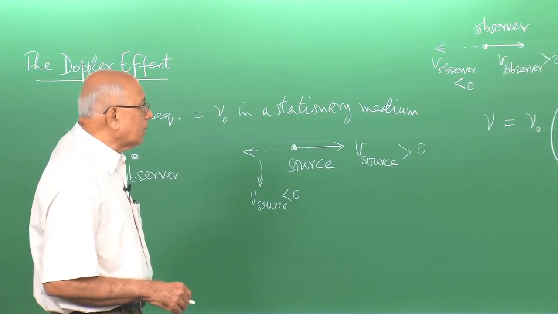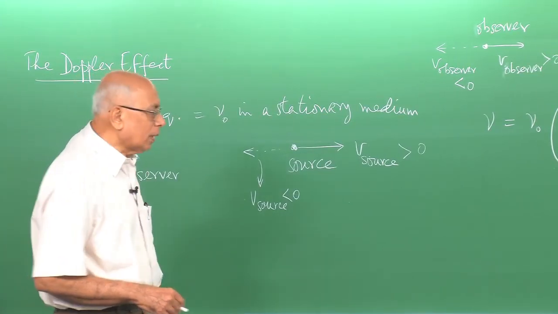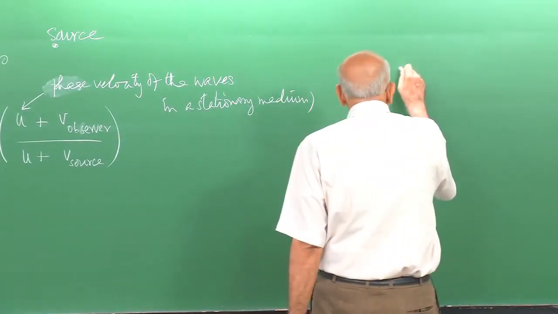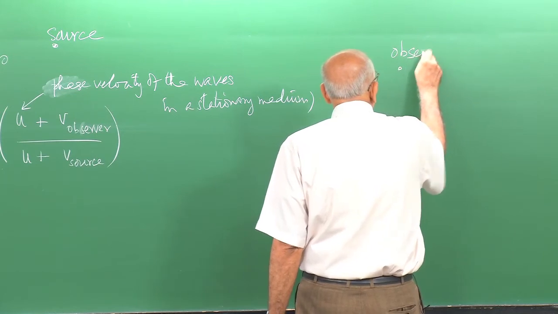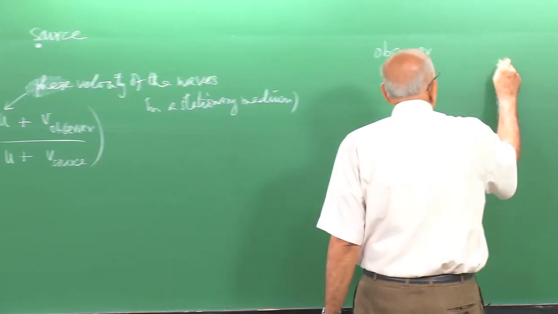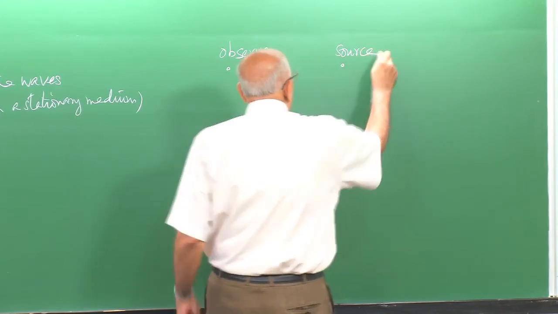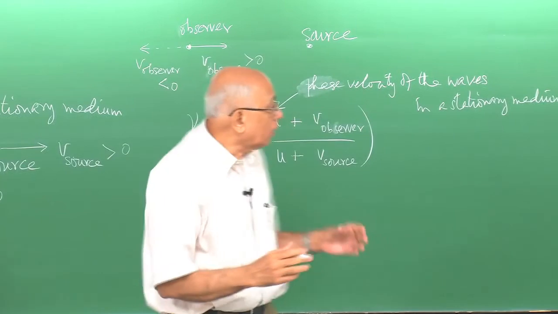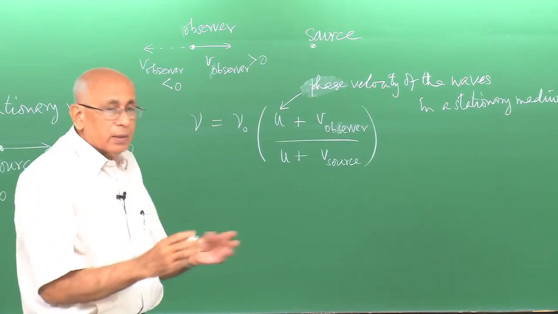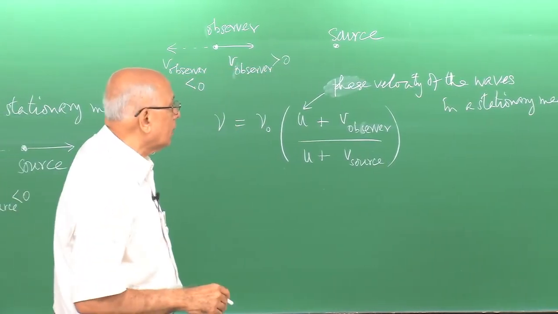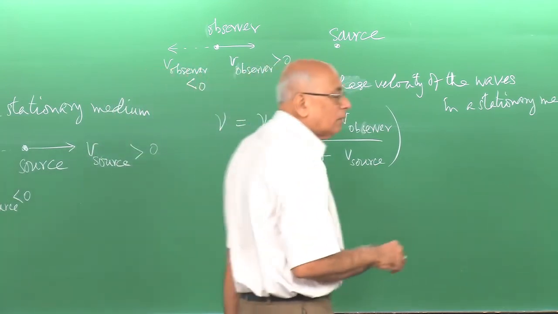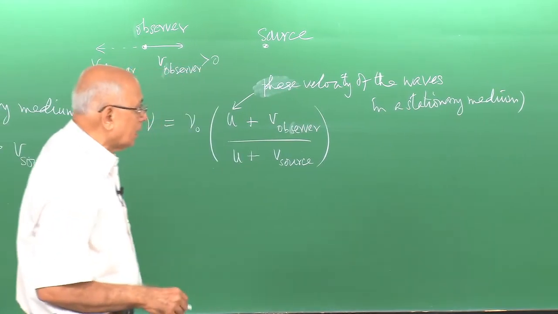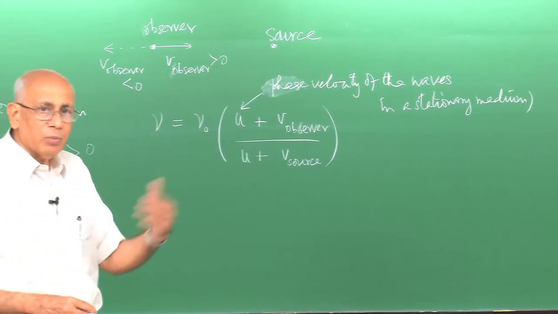But let me make a mention of what the relativistic formula is, because it is interesting to see what happens. Two things happen. Here is the observer, and here is the source. Once again, we consider only the simplest case where the motion of either of these people or both of them is in the line joining the two, the observer and the source, and let us suppose the relative velocity between the two is some number v.